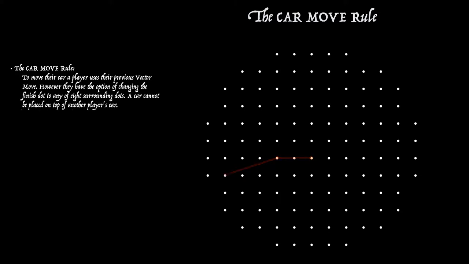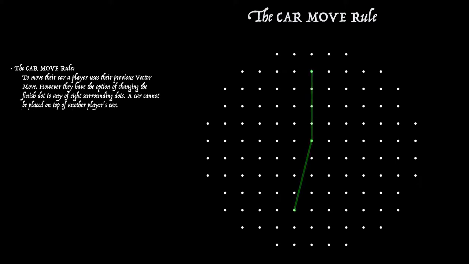Let's have another example. Suppose green, the previous turn, was four squares down, and the next turn they can do exactly the same or have the option of altering it to end on one of these eight squares, provided they're free. So three squares down, no squares to the right or left. Five squares down, one square to the right, which is an okay move. And four squares down, one square to the left. These are all valid moves.